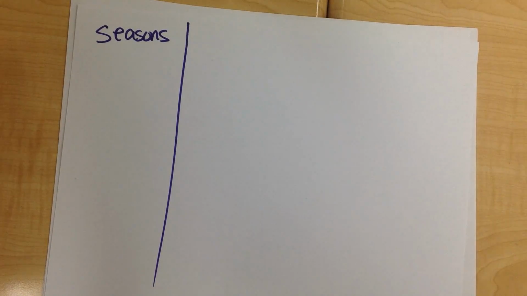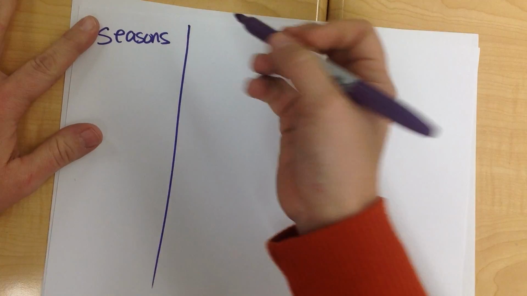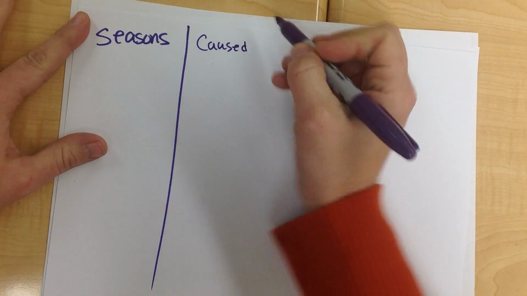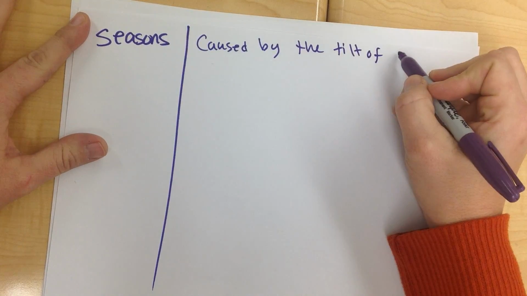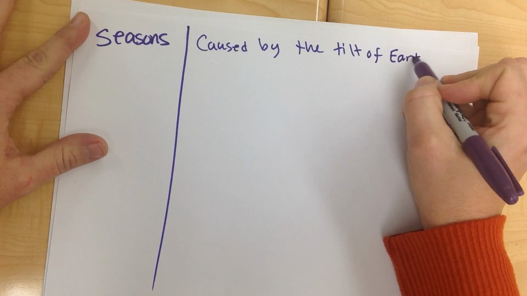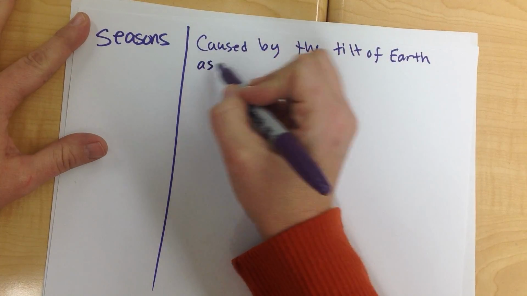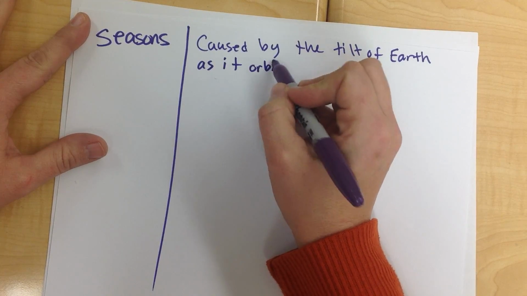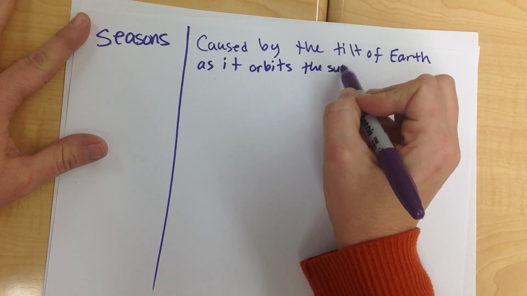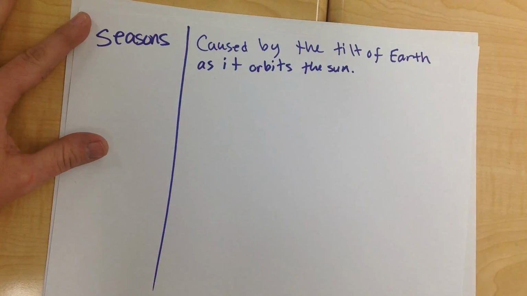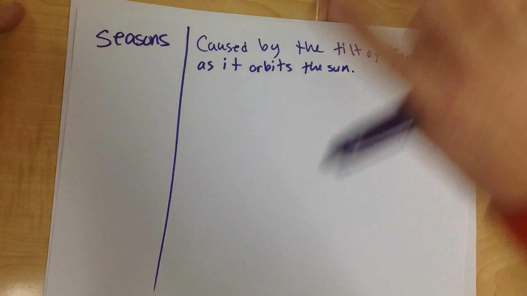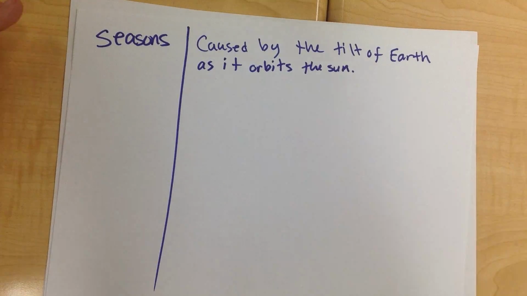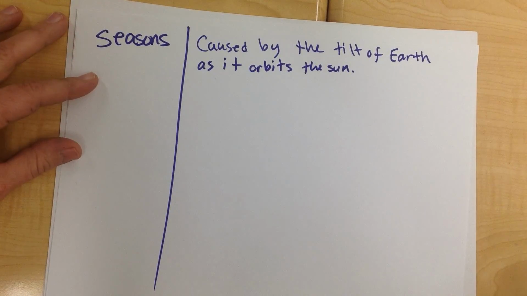And the first thing we want to note about seasons is they are caused by the tilt of the Earth as it orbits the Sun. So as the Earth revolves around the Sun, we're going to have different seasons because of the tilt. If we had no tilt, we would have the same season all throughout the entire year. It'd be more like a fall or spring season.